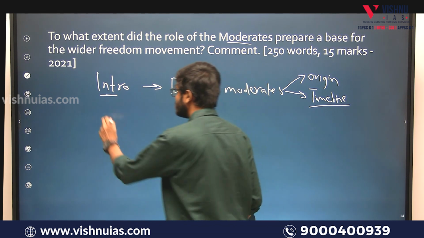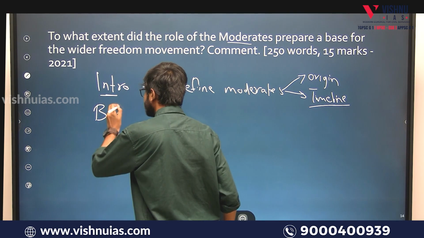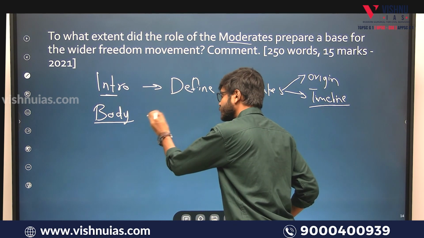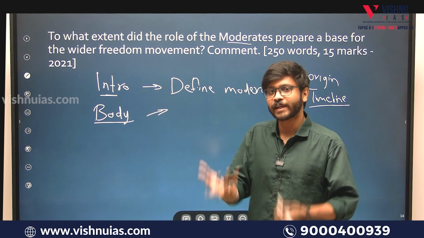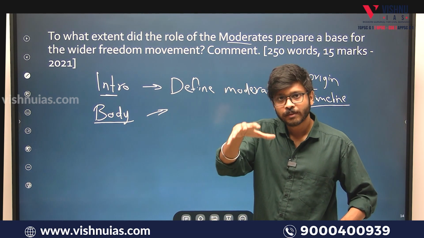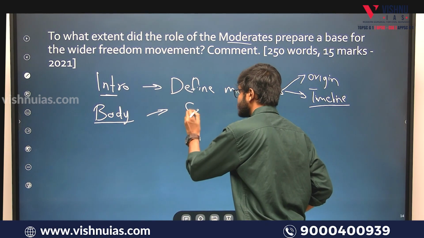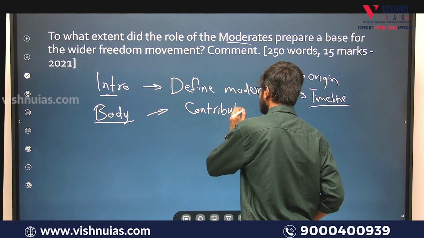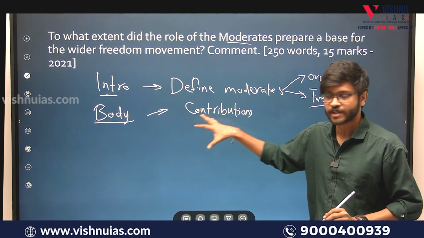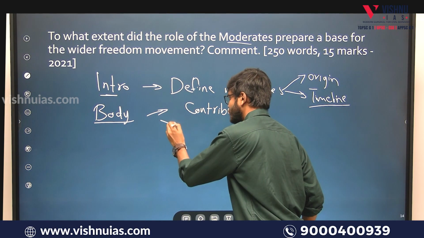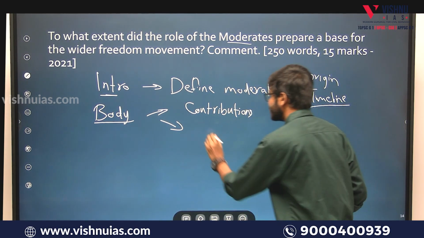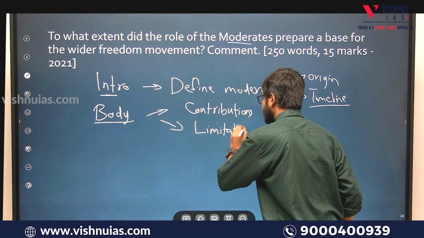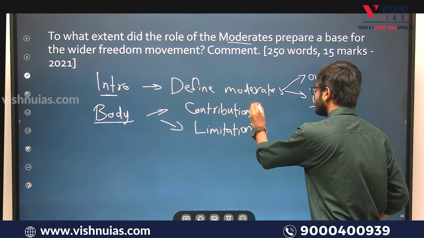After that, in the body, you have to write both sides. First I'll go with the contributions. My suggestion is don't write the limitations first. First write the positives only. What are the contributions of the moderates? Write these contributions, like some of the points I've already mentioned. After that, write the limitations. So the first part of the body is over.